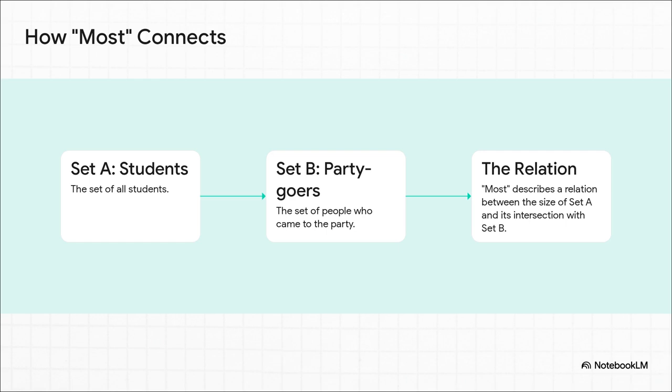Now here's the key. The word most doesn't describe set A or set B alone. It describes the relationship between them. Specifically, most is a rule about the size of their overlap, that group of students who were also partygoers.